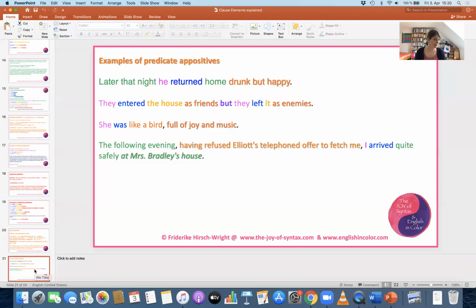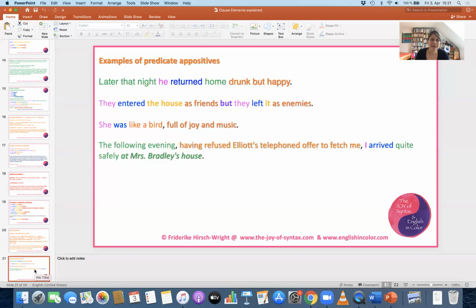She was like a bird, full of joy and music. We could say she was like a bird and she was full of joy and music. So we take the second predicate and just take the expressive element and add it into the first sentence. Now, in the final example, I actually have a reduced adverbial clause functioning as predicate appositive.